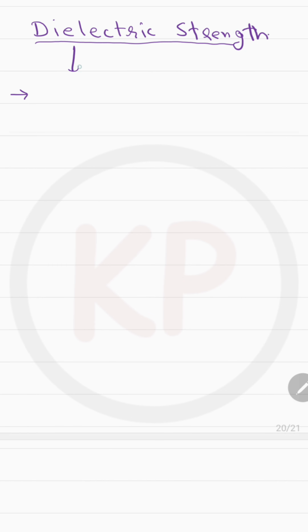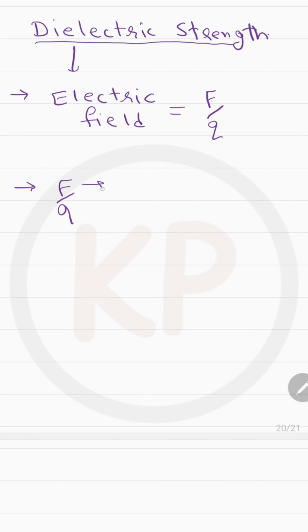So dielectric strength is actually the electric field which is applied to break down the atom. So dielectric strength is nothing but electric field, the field for which the dielectric breakdown occurs. We can say it can withstand up to that point. Electric field is given by the formula force acting per unit positive charge. So its unit will become F by Q. Force means Newton, Q means Coulomb. So Newton per Coulomb is the unit of dielectric strength.